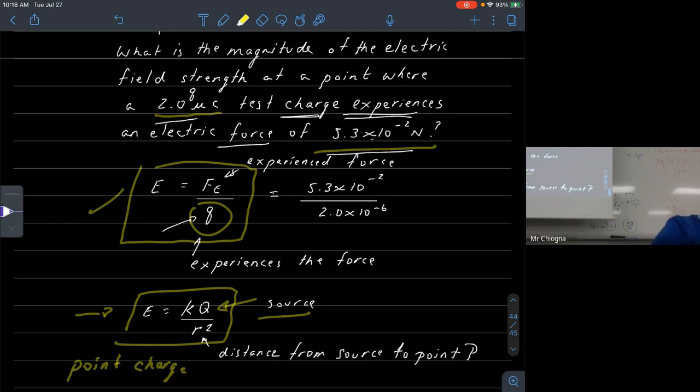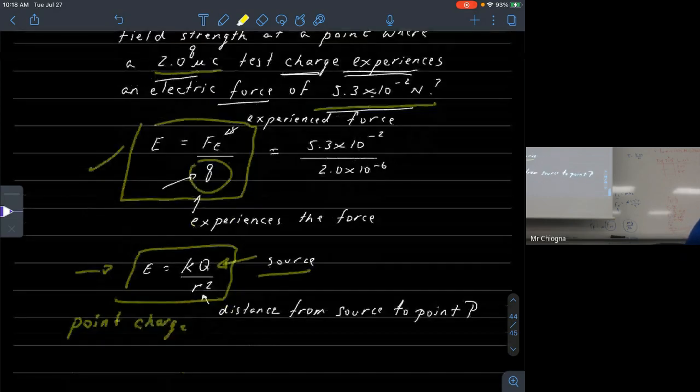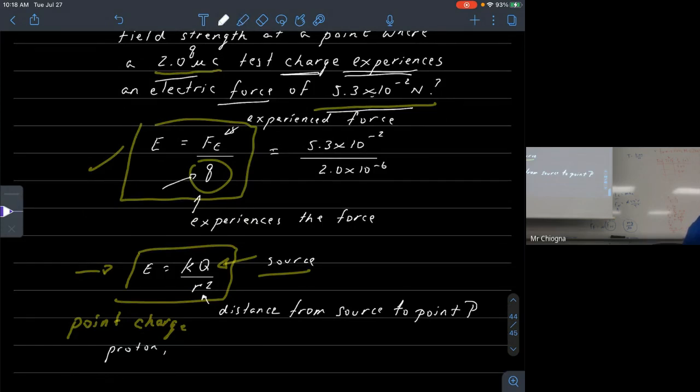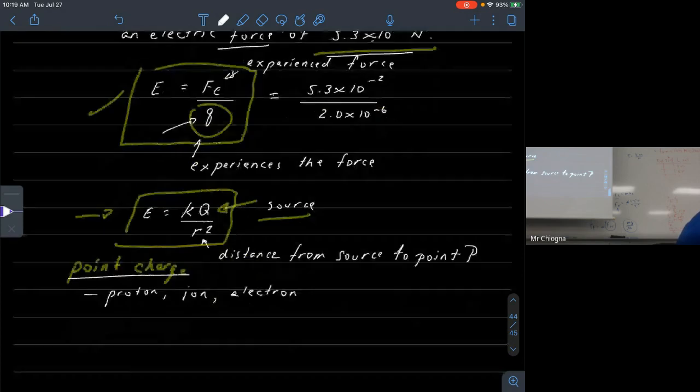What's an example of a point charge? A proton, an atom, actually not an atom, but an ion. An ion is an atom with some electrons removed. What is a point charge not?